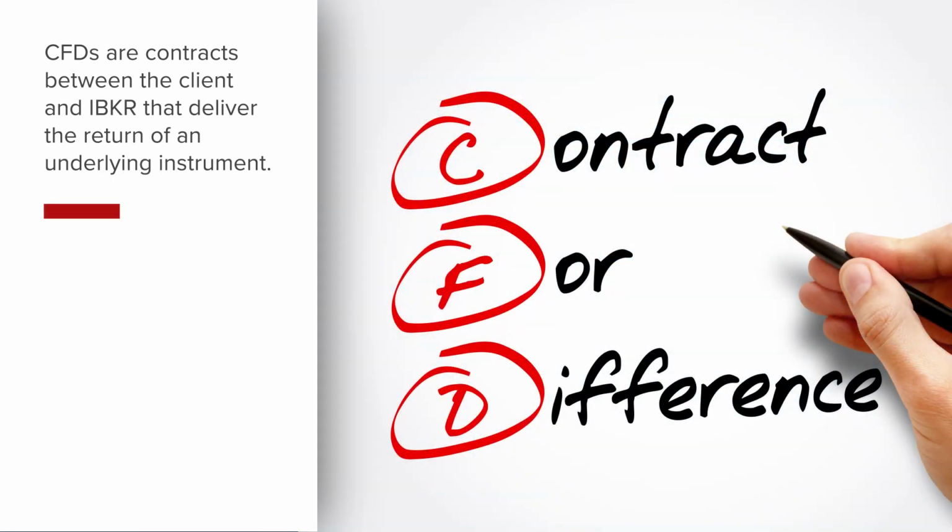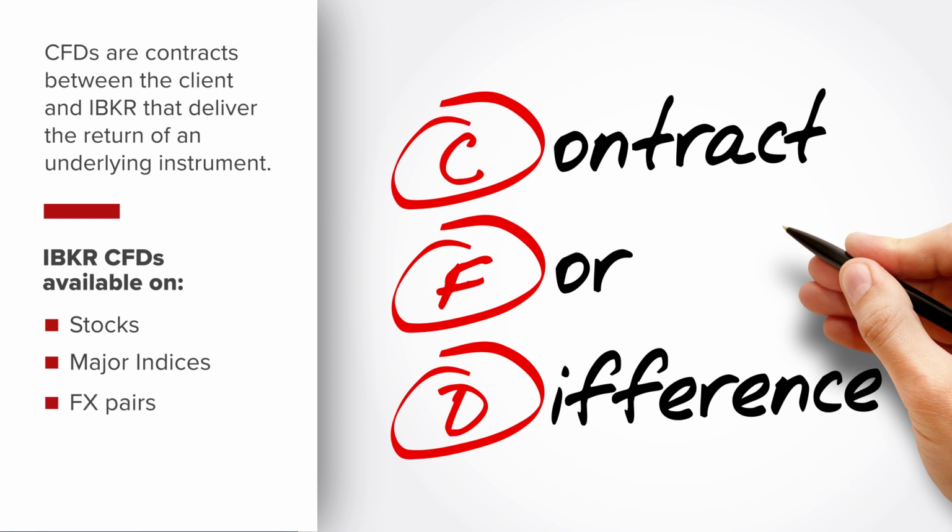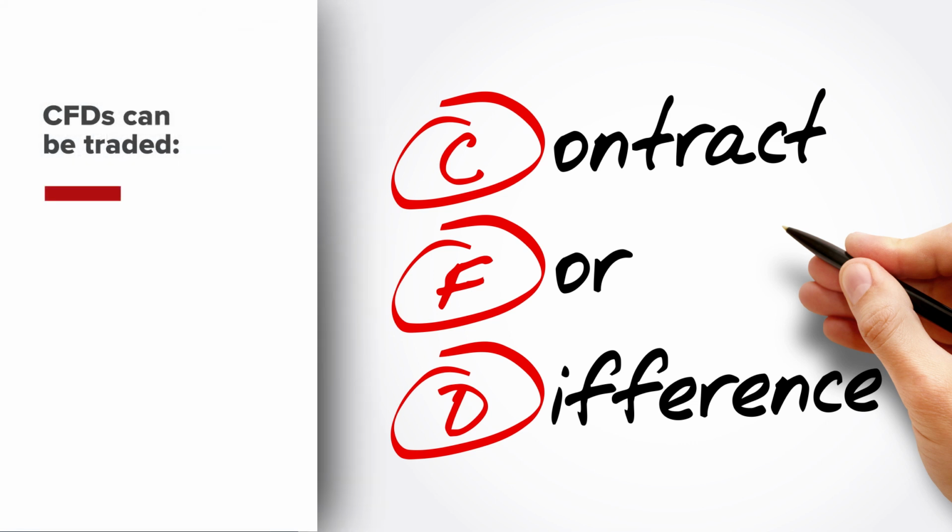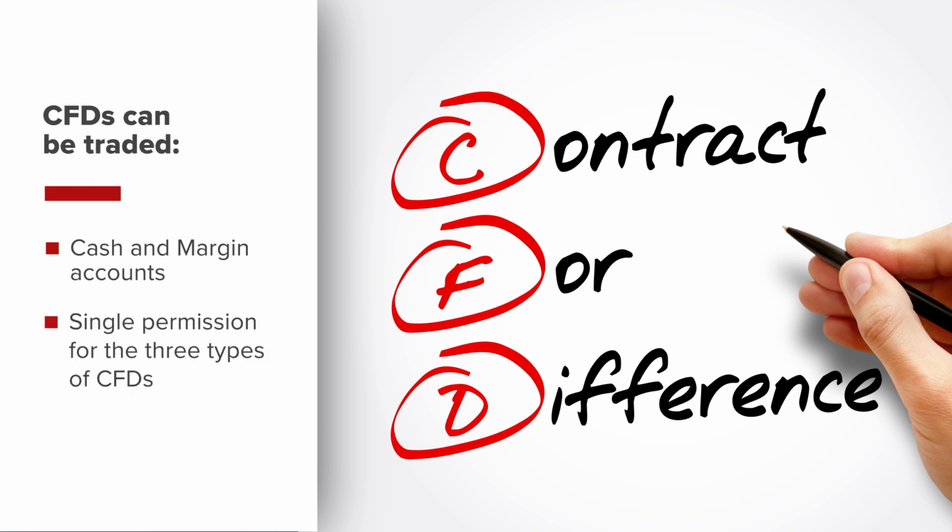CFDs are contracts between the client and IBKR that deliver the return of an underlying instrument. Currently, IBKR CFDs are available on stocks, major indices, and FX pairs. CFDs can be traded in both cash and margin accounts, and there is a single CFD permission enabling trading of the three types of CFDs subject to eligibility to trade the underlying, such as FX.